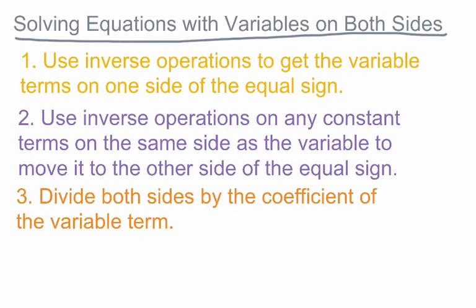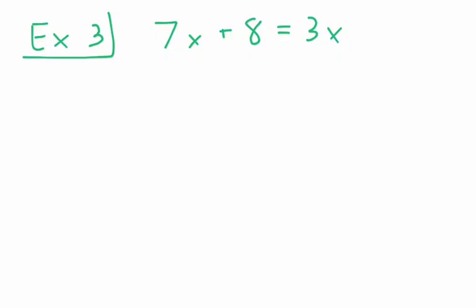So what that means is if you have the variable term combined on one side of the equal sign, either the left or the right, it doesn't matter. If there is still a constant term on that same side, you need to move it to the other side of the equal sign before you can do anything else. Then finally, you divide both sides by the coefficient of the variable term. Let's take a look at some examples of what this is going to look like.